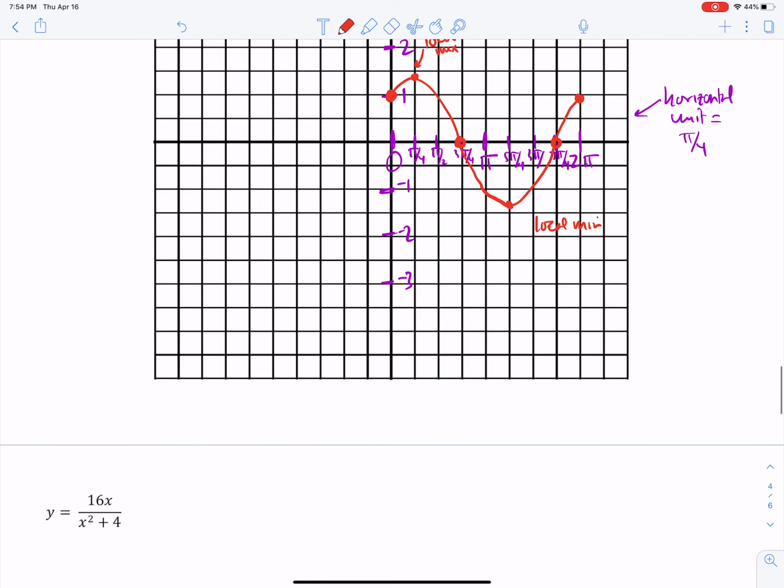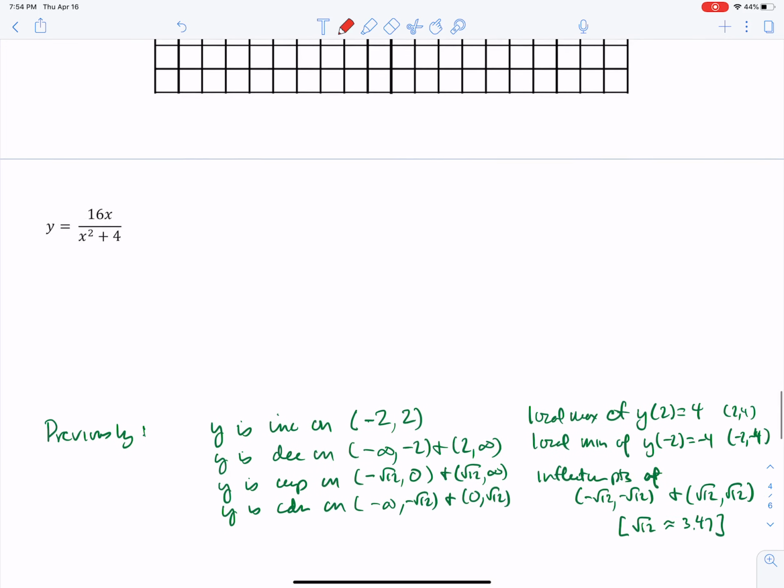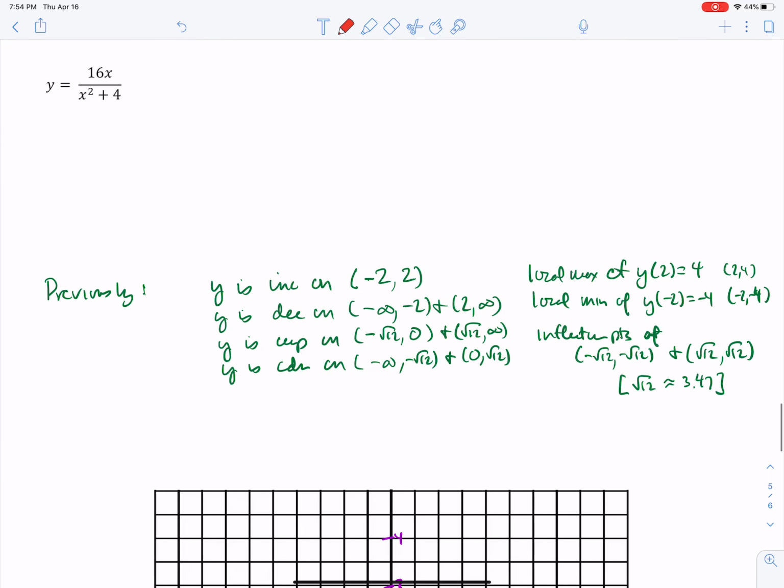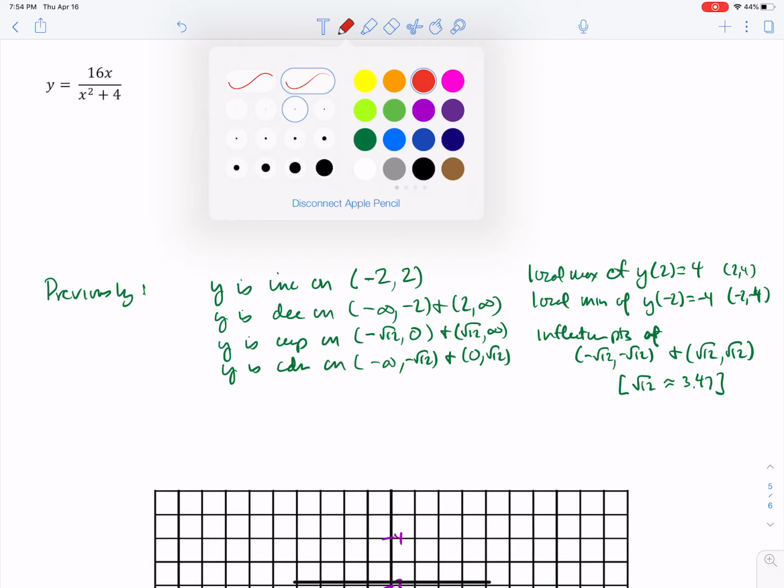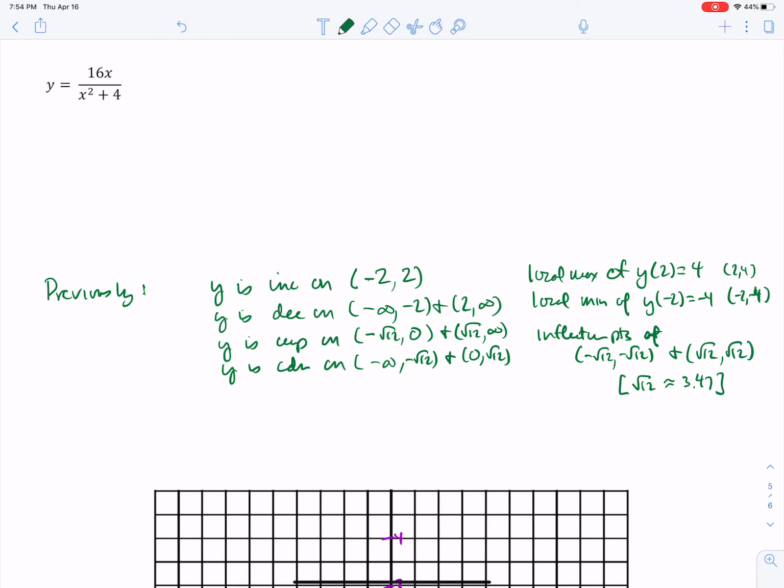Finally, we're going to look at the function that we've spent some time with in the recent past, y equals 16x over x squared plus 4. So if I want to think about domain, again, this is going to be all real numbers. And that's because x squared plus 4 is always greater than 0.